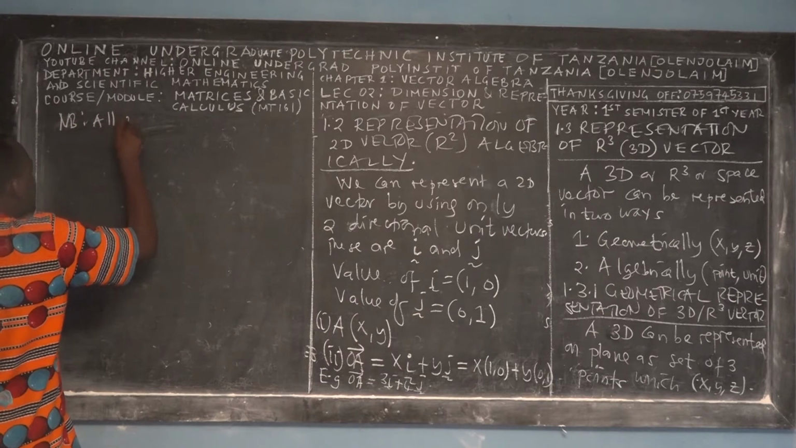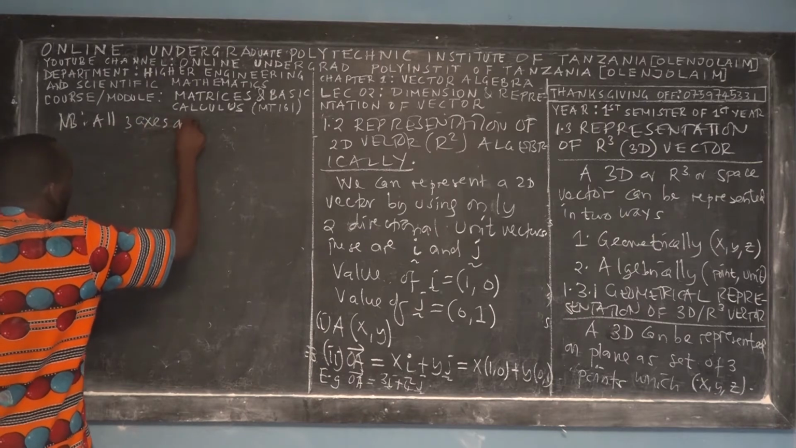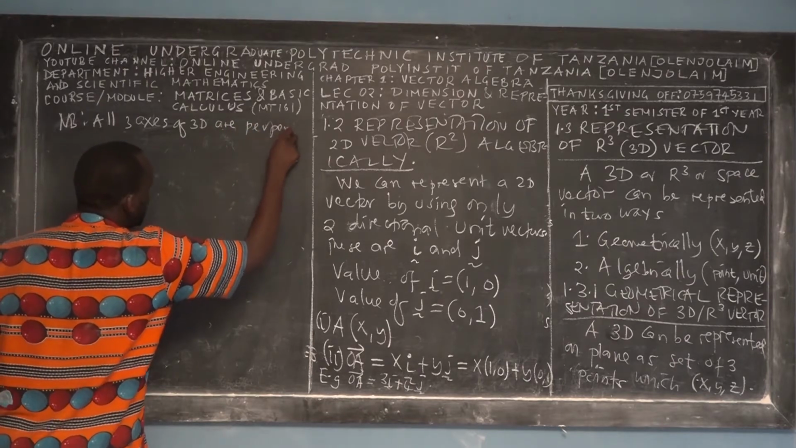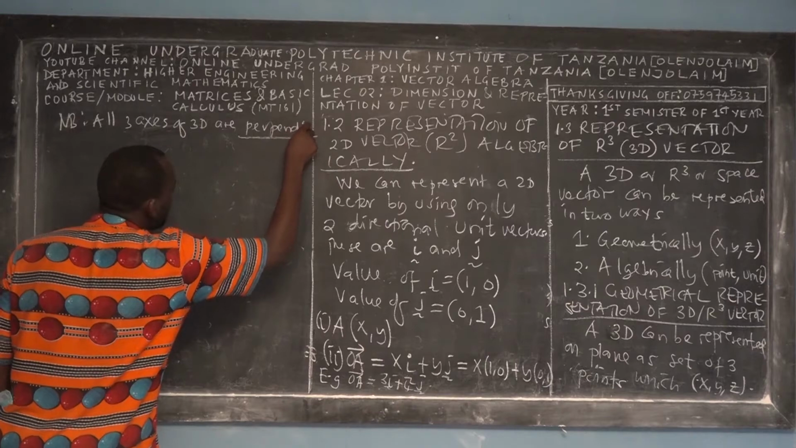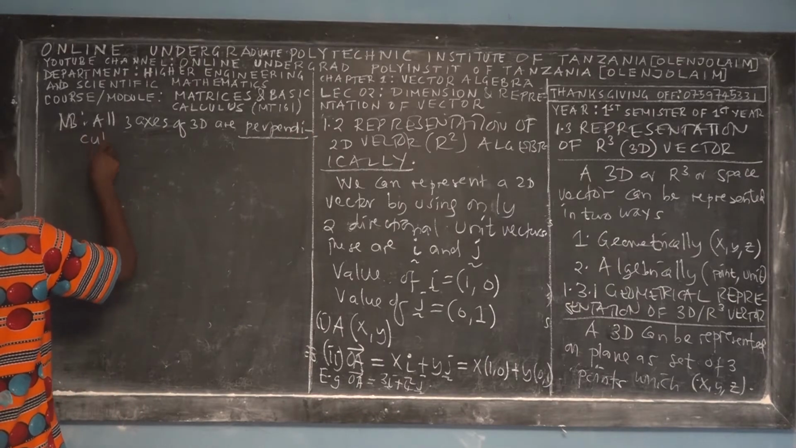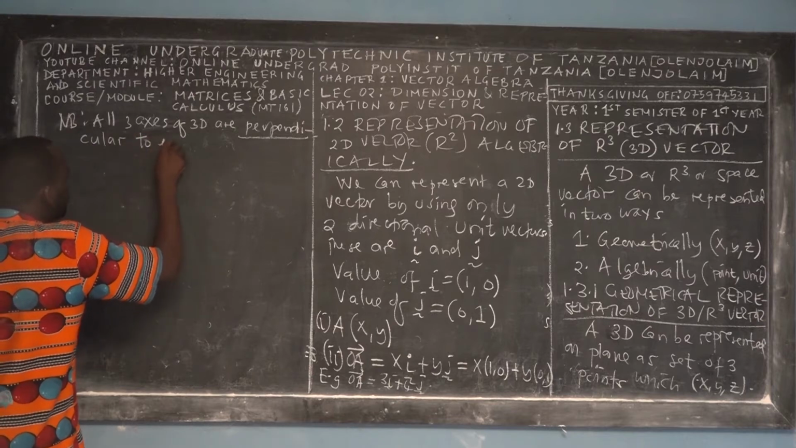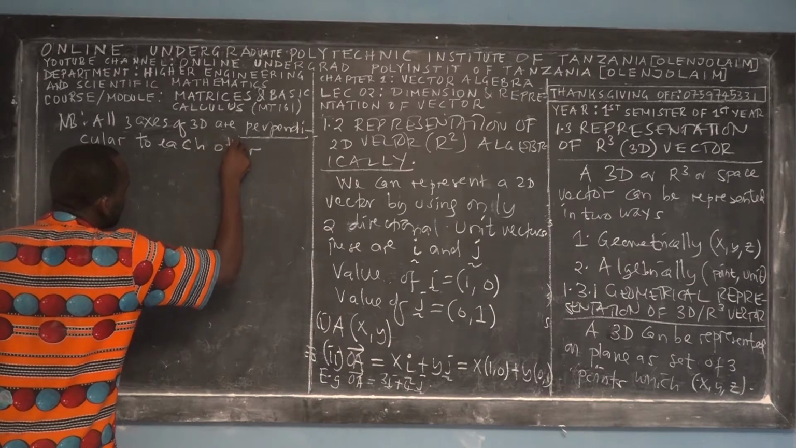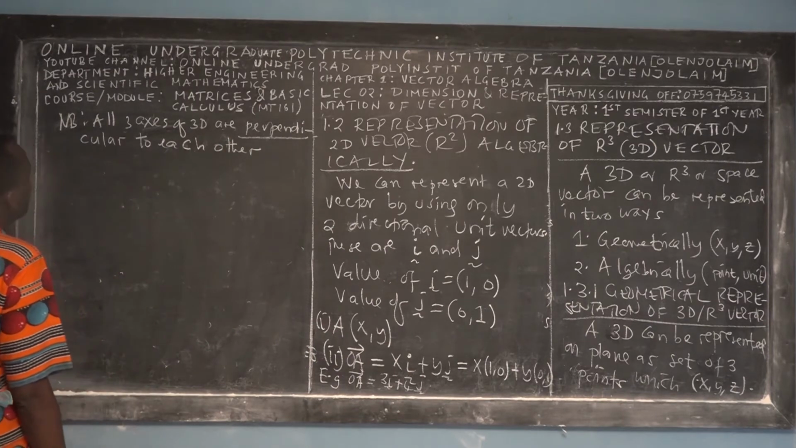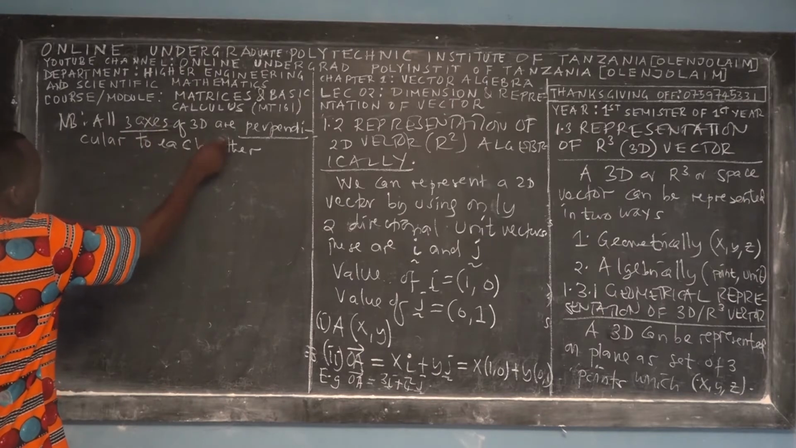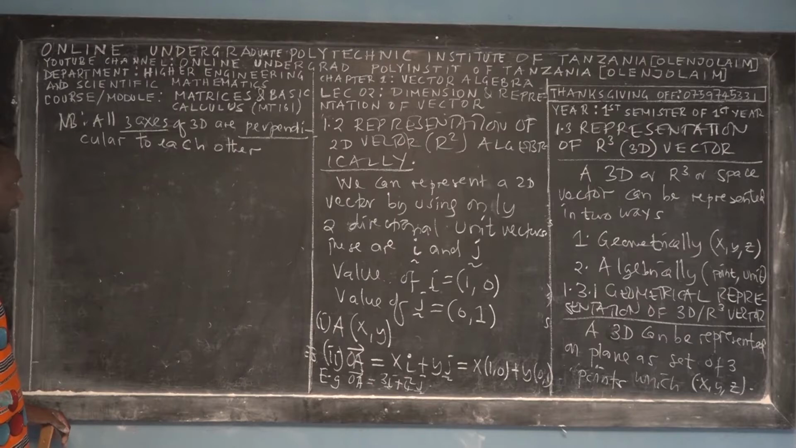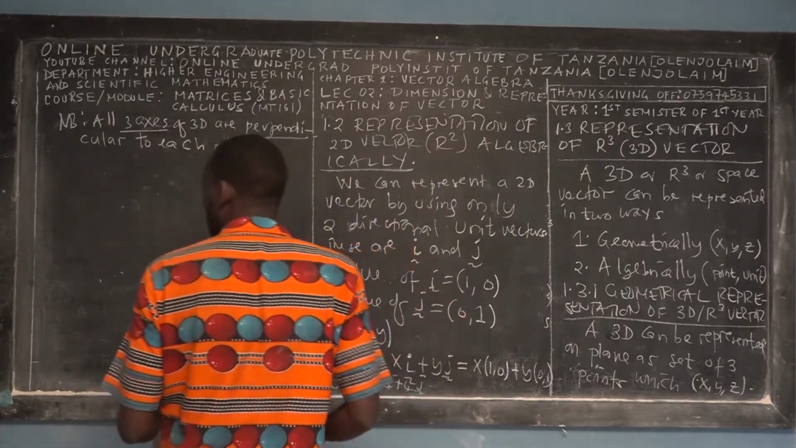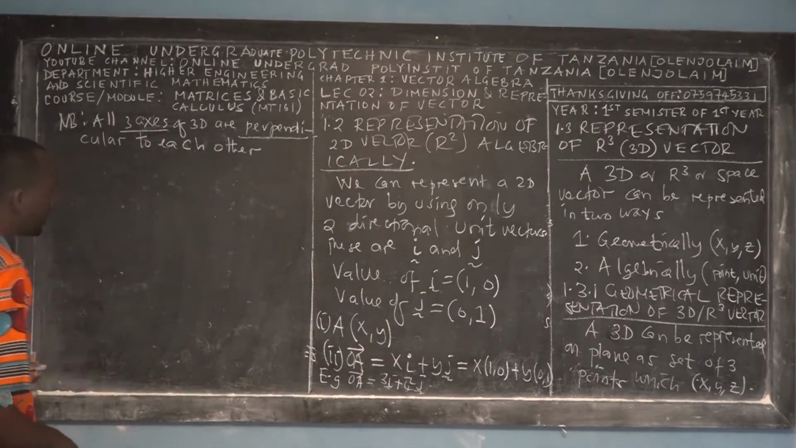All the 3 axes of 3D are perpendicular to each other. What does it mean? All 3 axes, the x, y, and z axes, are perpendicular to each other. So listen carefully because I know that many students get confused on the representation of this.